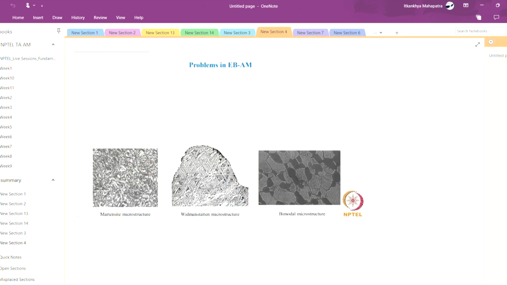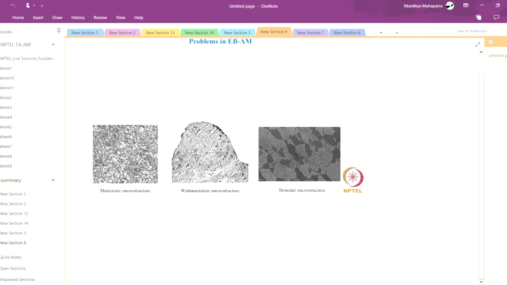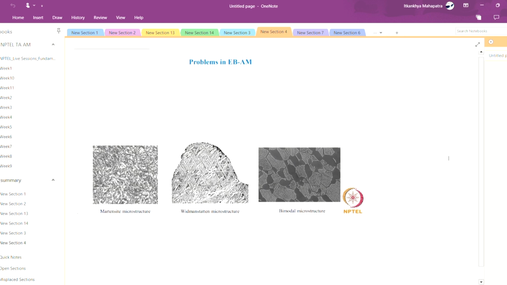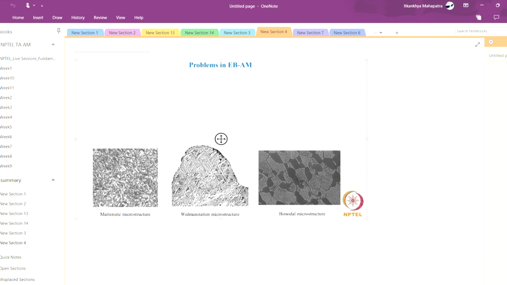This slide is repeated. So these are the problems in the EBM process, and how it is compared with other laser based processes. The first problem is martensite microstructure. The problems we have already discussed. One is powder smoking. This is very important, you should remember this powder smoking method. Second is the vacuum requirement. So this will make it a costly method.